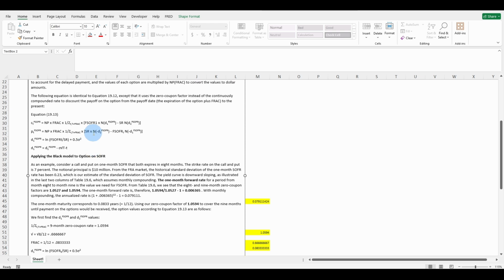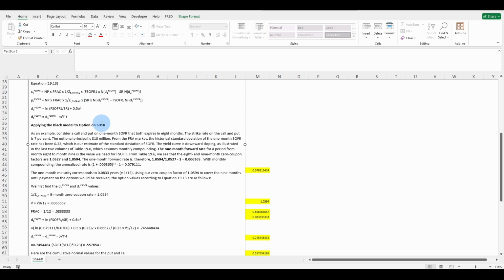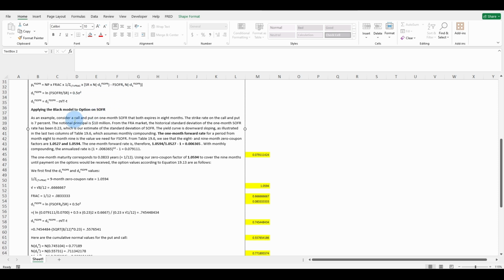There's no reason to spend a lot of time unless you want to break this stuff down and identify different parts of the formula. Applying the Black model to the option on SOFR. As an example, consider a call and put on 1-month SOFR that both expire in 8 months. The strike rate on the call and put is 7%. The notional principal is 10 million. From the FRA market, the historical standard deviation of the 1-month SOFR has been 0.23, which is our estimate of the standard deviation of SOFR.